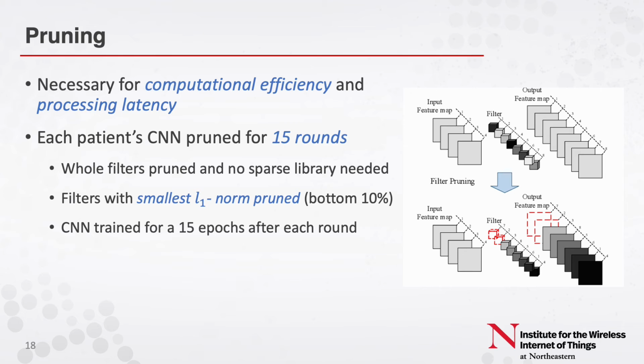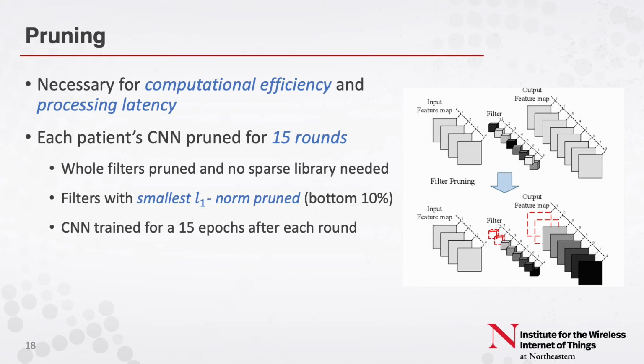The reason we do this is to increase the computational efficiency and reduce the time it takes to do a forward pass. For us, this was necessary because the network you saw in the previous slide was still too large for the FPGA and took too long. So we had to further prune it.